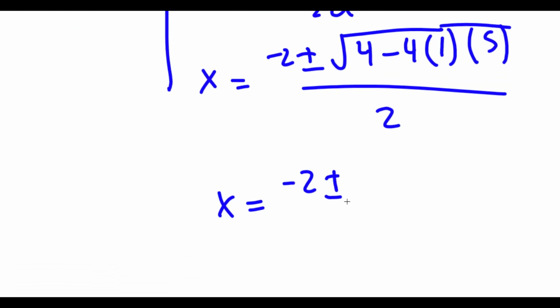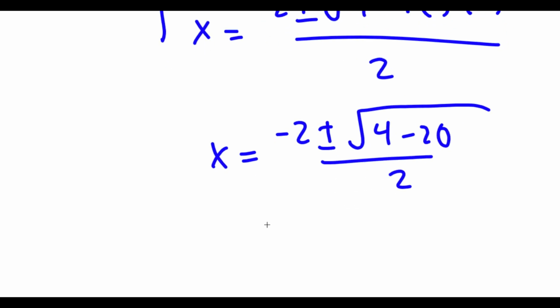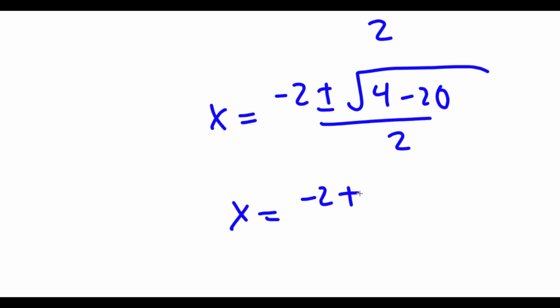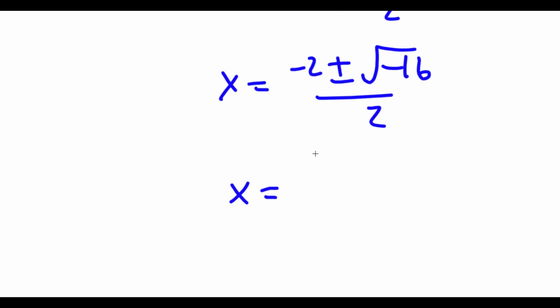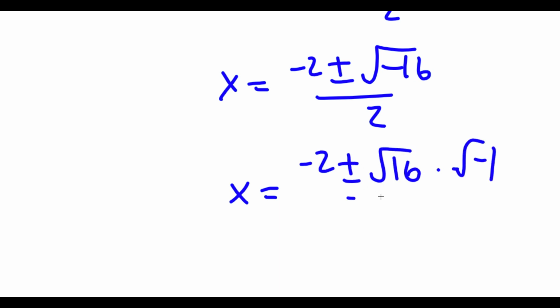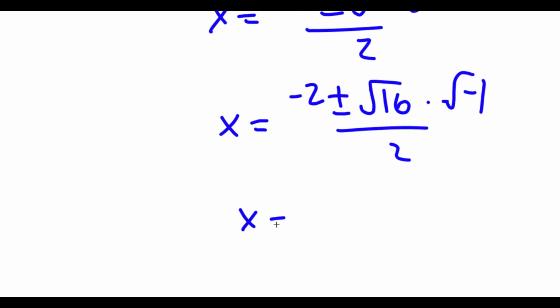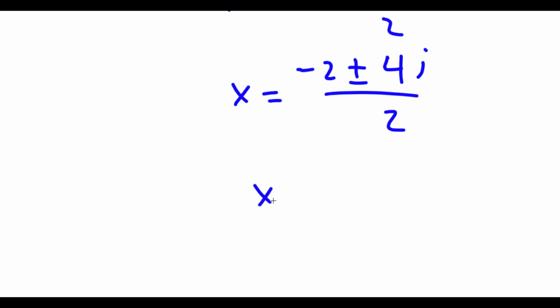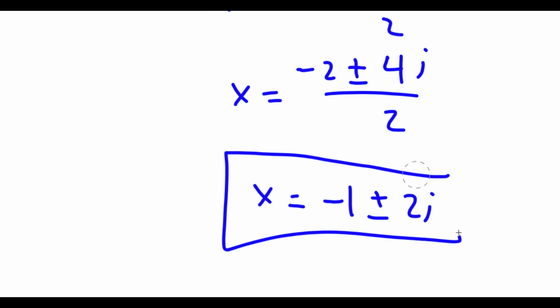Now this is the same thing as negative 2 plus or minus the square root of 4 minus 20 over 2, which is equal to negative 2 plus or minus the square root of negative 16 over 2. Now the square root of negative 16 is the same thing as the square root of 16 times the square root of negative 1, and the square root of negative 1 is equal to an imaginary number i. So negative 2 plus or minus the square root of 16, which is 4, times i, over 2, which is equal to negative 1 plus or minus 2i. So two more solutions.